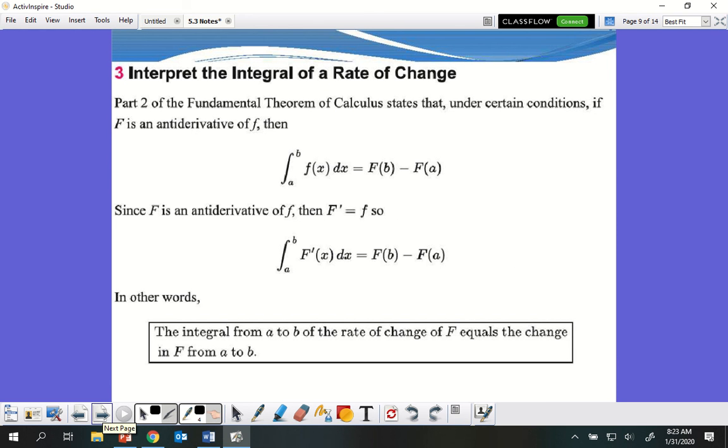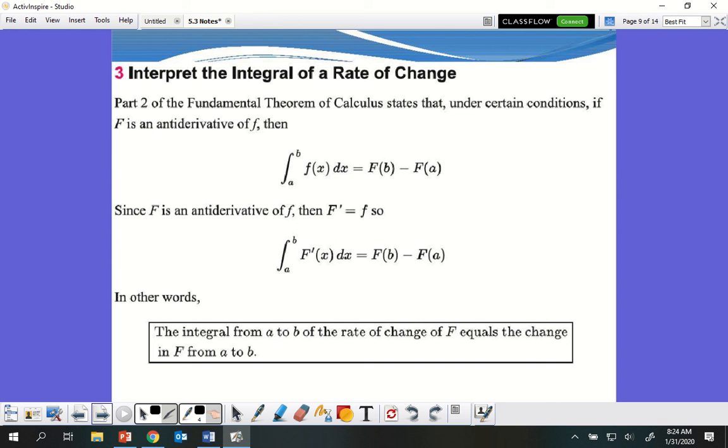All right. Interpret the integral of a rate of change. So part 2 of the fundamental theorem of calculus states that under certain conditions, if F is an antiderivative of f, then the integral is basically top minus bottom. So F is the antiderivative, which means F prime, the derivative of the integral, is the function. The derivative of the integral is the function.